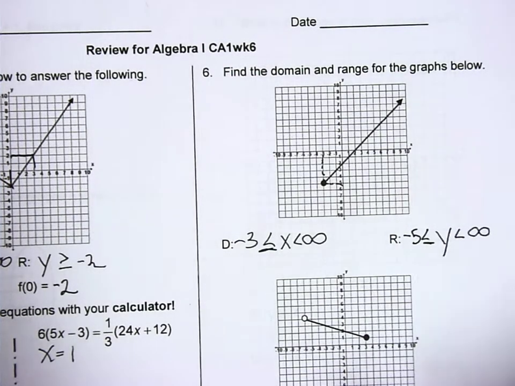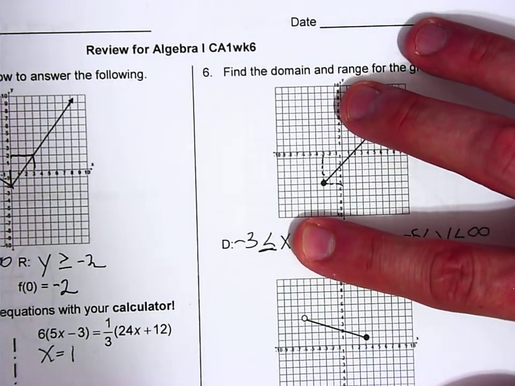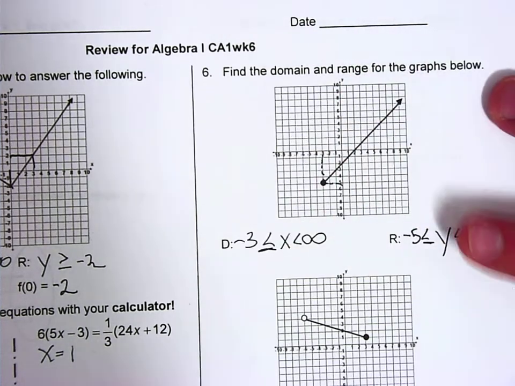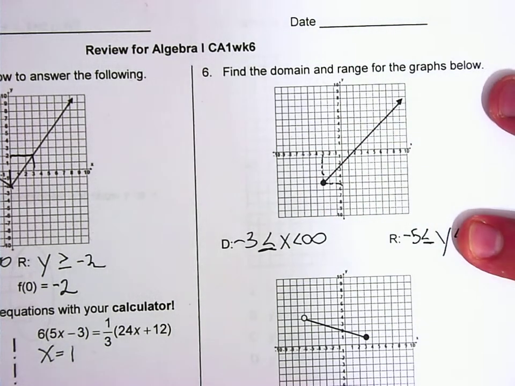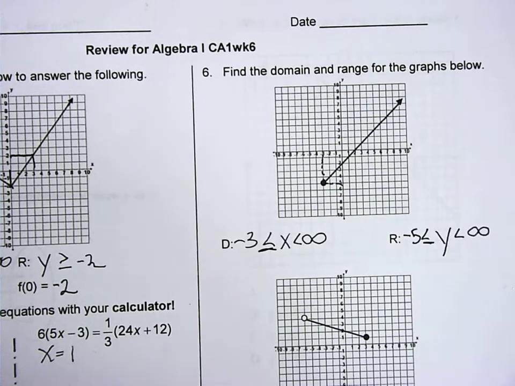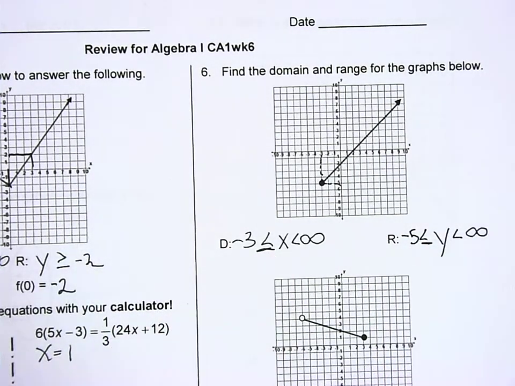You could also just say x is everything greater than or equal to negative 3, and the range is y is greater than or equal to negative 5. You could leave out the infinities. It's understood just by the first half of these what is being said there. So be prepared to expect those type of answers as well.